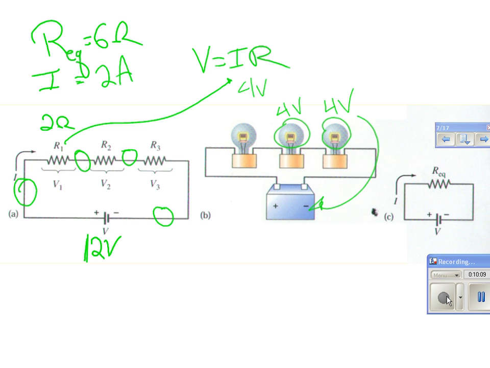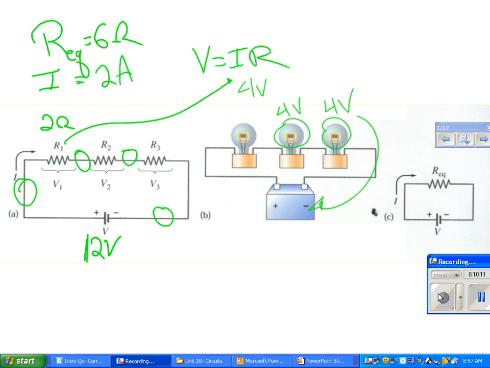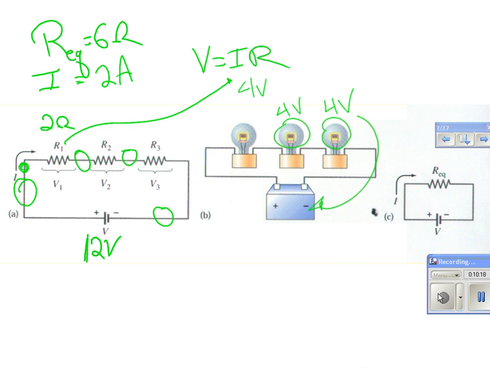Okay? One last thing to consider. If I was to measure the potential right here, what would it be? 12. And here? 8. And here? And here? Okay, beautiful. But the potential difference from here to here is what? And from here to here is what? And from here to here? Great. Okay? So there's a difference between potential and potential difference.